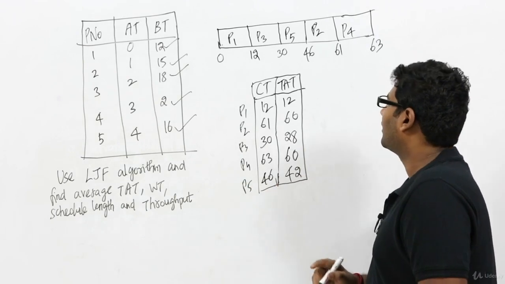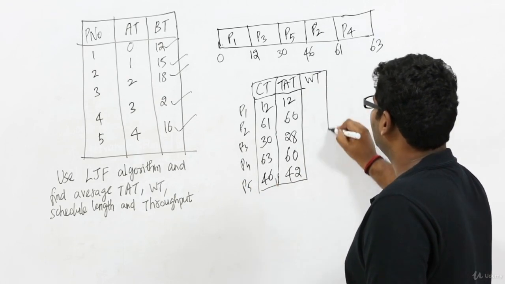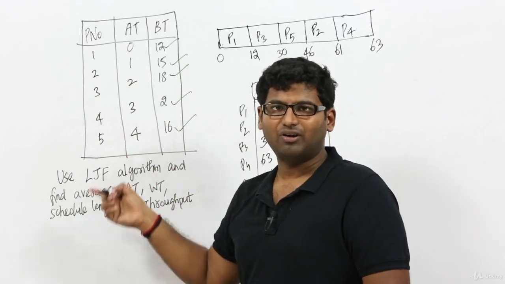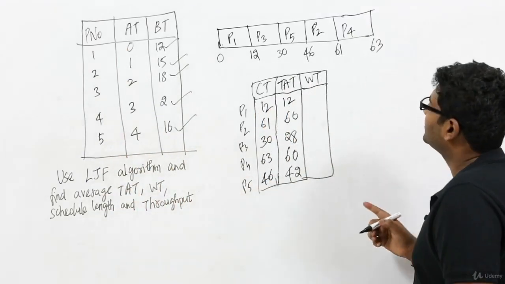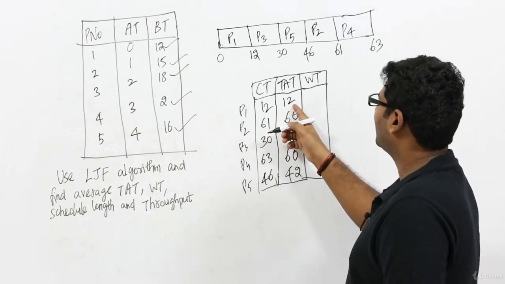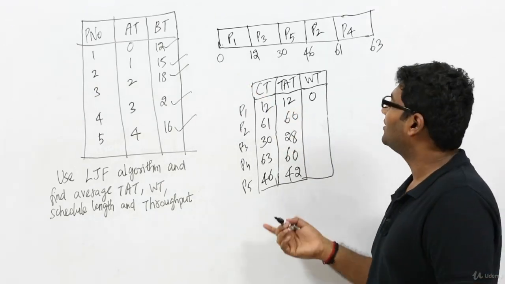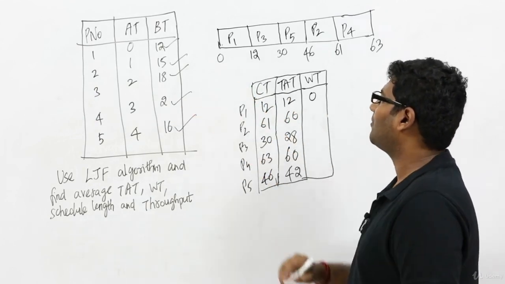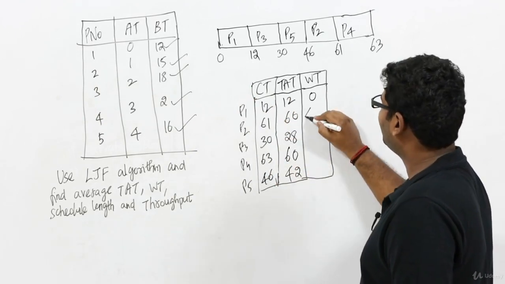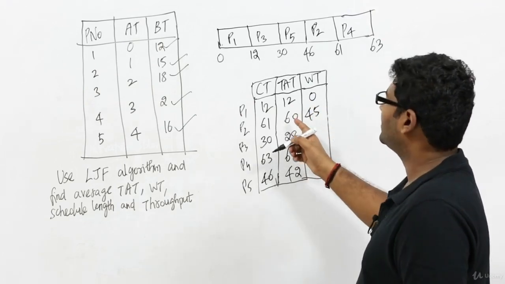Now let's compute the waiting time. Again we assume that the IO time of all the processes is 0. In that case, waiting time equals turnaround time minus burst time. So 12 minus 12 is 0, which means process P1 has not waited for any time, which means it came at time unit 0 and it got the CPU at time unit 0. Now turnaround time minus burst time: this is actually 60, so 60 minus 15 is 45.